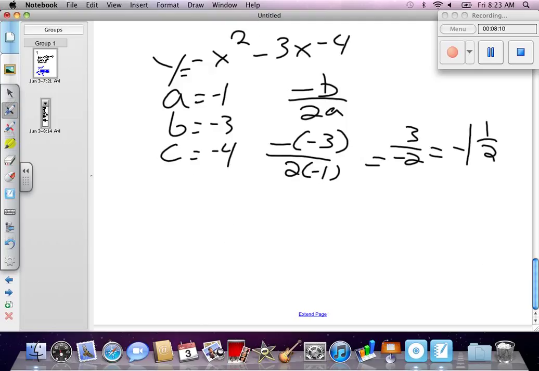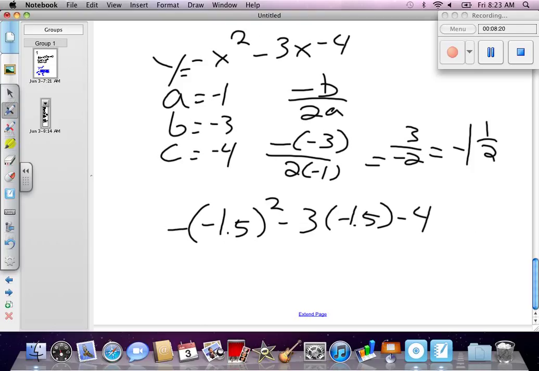Now I take that and I'm going to plug it into my original equation. I'm going to change it to negative 1.5 because it's the same thing. Okay, I need somebody to put that in their calculator exactly and tell me what their answer is. You have to have those parentheses in the correct spot or you're not going to get the right answer.